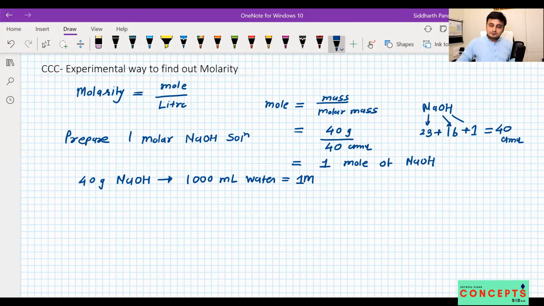But suppose I don't want to prepare 1 molar, I want to prepare 0.5 molar solution.